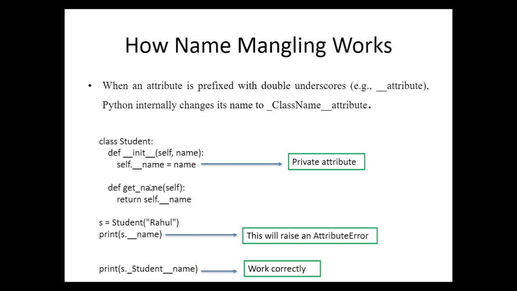So now if we access this attribute by using the simple object reference, that is s.__name, this will raise an error because it is a private attribute and we can't access it. But if we access it this way, that is s._ followed by the class name, double underscore, and the name of the attribute, then it will work correctly. Because the Python virtual machine has done name mangling, that is, it has changed its name from __name to _Student__name. So in this way we can access this attribute by adding the class name with an underscore.